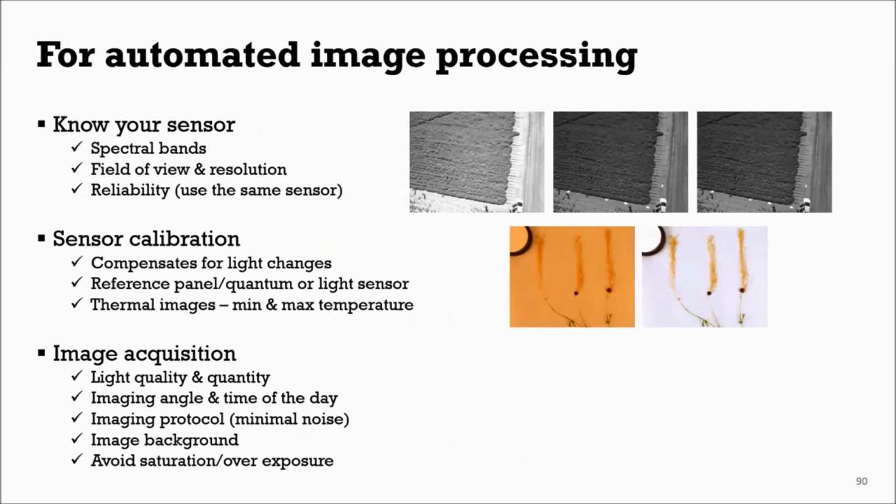Imaging angle, time of the day, all those things play a role. Imaging protocol is very, very important if you need to automate the process. If I am able to process 25,000 images in 2 days, it is only possible if you keep the imaging protocol the same. So once in a while, based on your convenience, if you have changed things, it's going to affect your data quality.